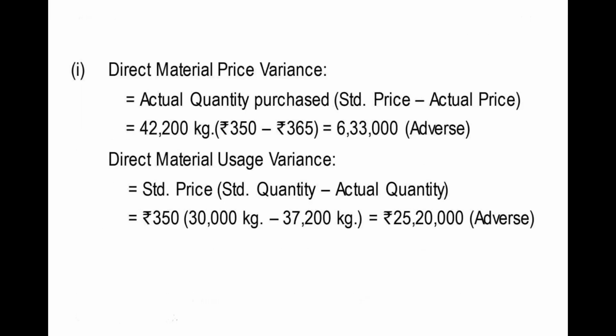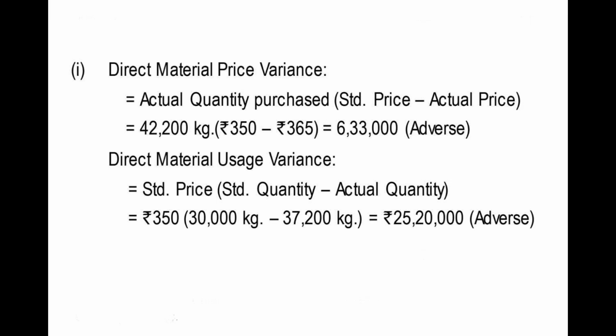The first question is direct material price variance. Variance is always measured in terms of material and in terms of labor. On account of material there are two different variances arising. The first is material price variance, and the second is usage variance. On account of direct labor, there are the rate variance and the efficiency variance. Now we can work out one by one.